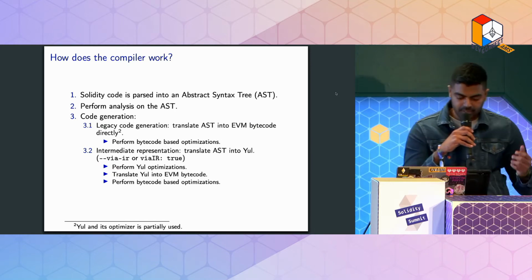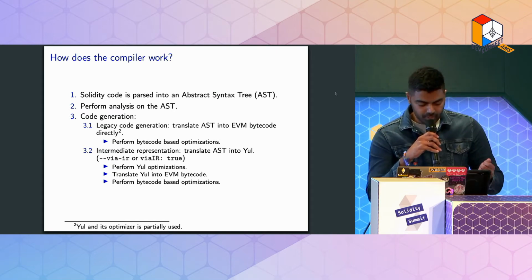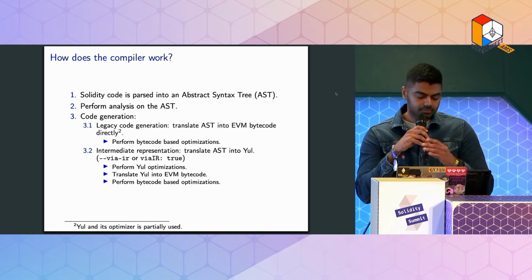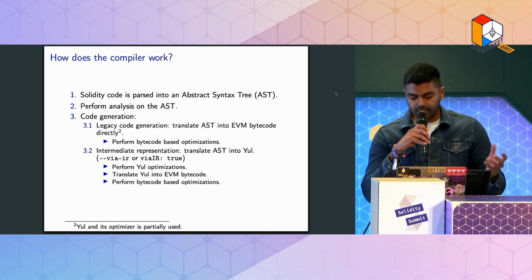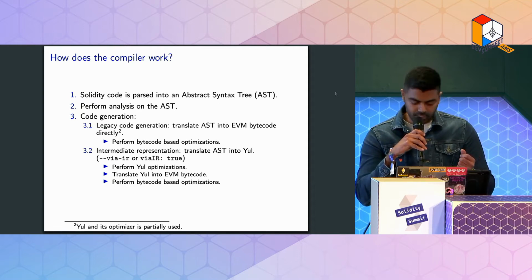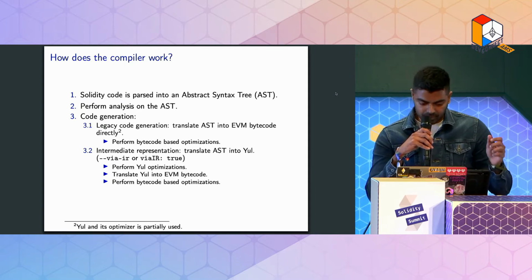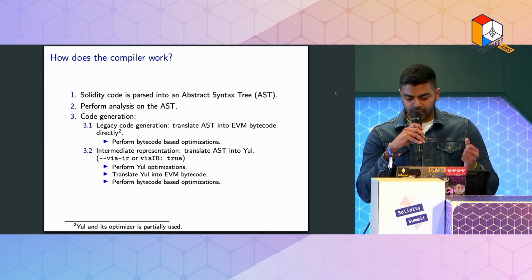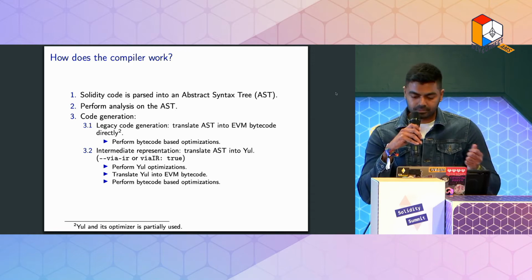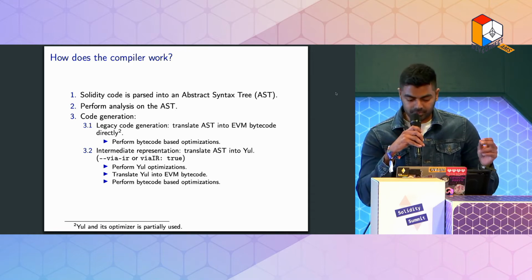So Solidity has two different code generators. The first one is called the legacy codegen because it was the very first one to be implemented. This basically translates the AST into EVM bytecode directly. There is some caveat here. I'll get into it later. And once we have the EVM bytecode, we can perform some bytecode-based optimizations. This is an optimizer step.